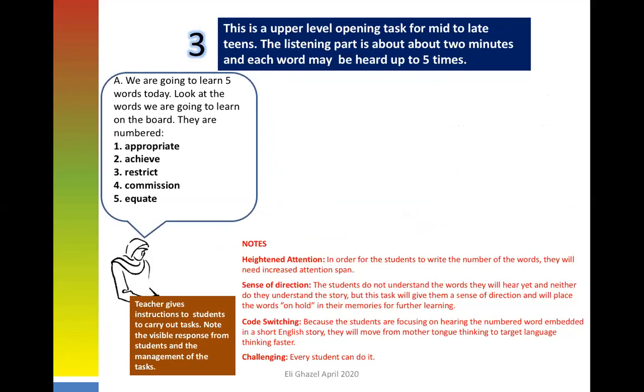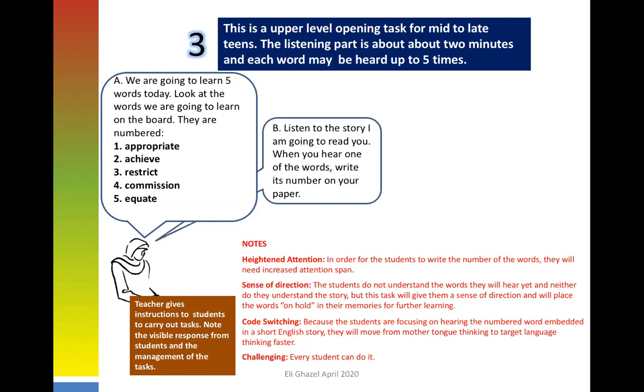We're going to learn 5 words today. Look at the words we're going to learn on the board. They are numbered. So you put the words on the board with numbers next to them, 1, 2, 3, 4, 5. And you might ask the student, you know, to say, when I say the word, say the number, equate, you say 5, etc. But here is what we need to do. Listen to the story I'm going to read you. When you hear one of the words, write its number on your paper.